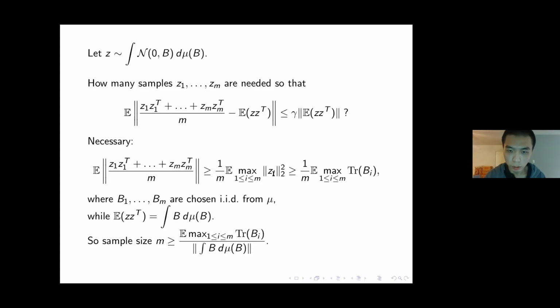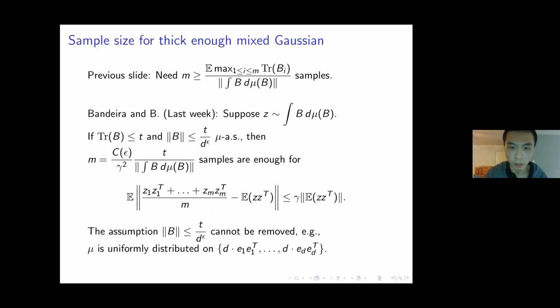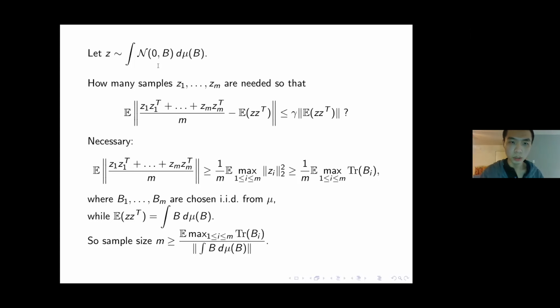So if we condition on the Bi, how are the zi chosen? They are mixed Gaussian, right? So we first pick the B at random according to the measure mu. And after we fix the B, we take a Gaussian with respect to the covariance matrix B. So if we condition on the B, and then we put the expectation inside the max, that's what we get.